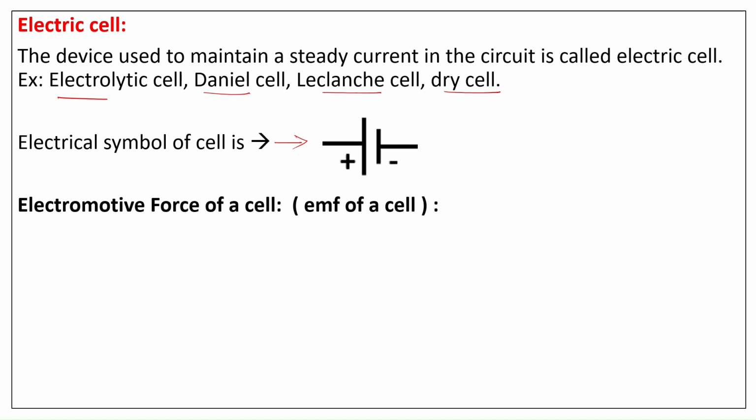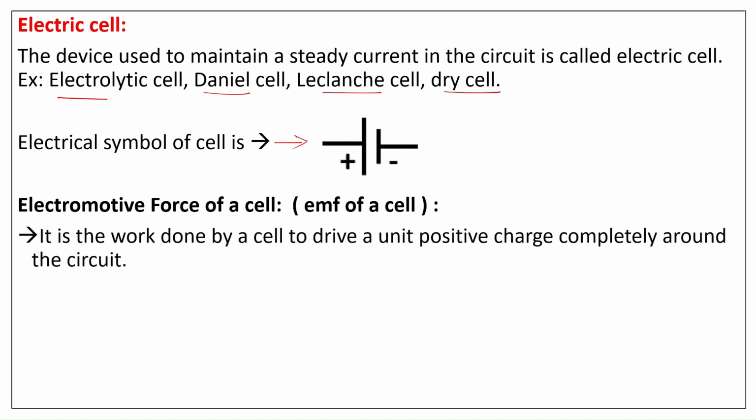Next, electromotive force of a cell, or EMF of a cell. It is the work done by a cell to drive a unit positive charge completely around the circuit. Therefore, EMF is equal to work done by charge. That is, EMF is equal to W by Q.